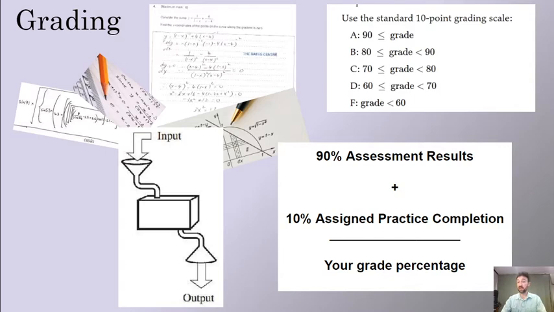The grading in this course happens on a 10-point scale. The final grade is 90% dependent on assessment results and 10% dependent on assigned practice completion.